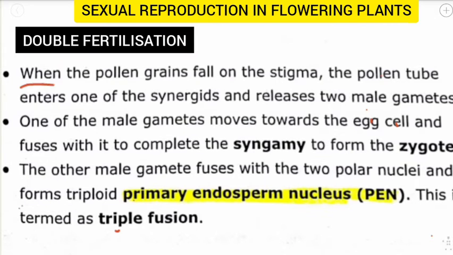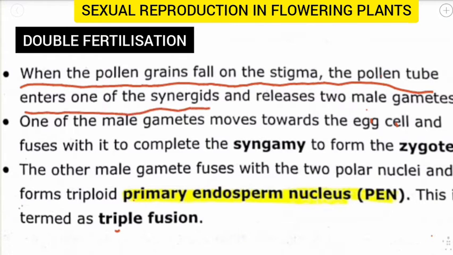Very simple. When the pollen grains fall on the stigma, the pollen tube enters one of the synergids and releases two male gametes. As we all know, at the micropylar end we have the egg apparatus. In the egg apparatus we have two synergids and one egg cell. The pollen tube enters only one of the two synergids and there it releases two male gametes.